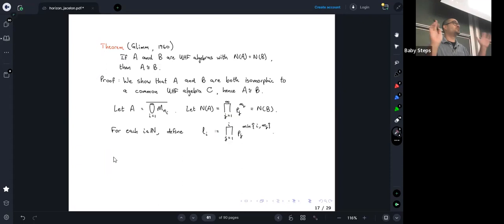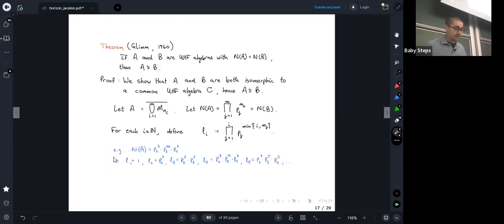Maybe it takes a minute or two to wrap your head around what this is saying. I think the best way is to look at an example. So let's say we have a supernatural number, P2 cubed, P3 to the infinity, P4 squared, and all of the rest is just zero. So let's just go through and see what these Li's turn out to be.